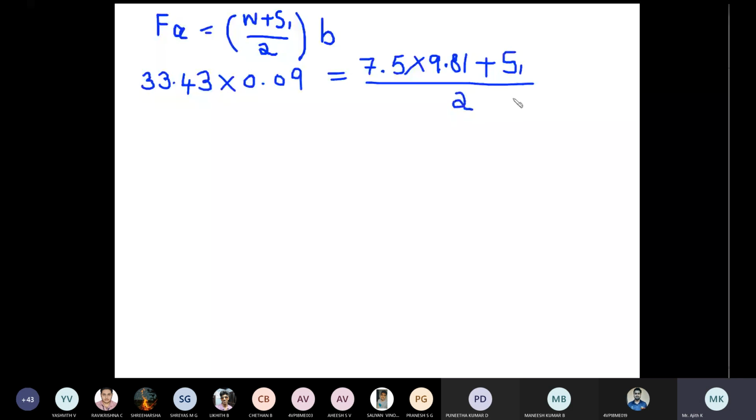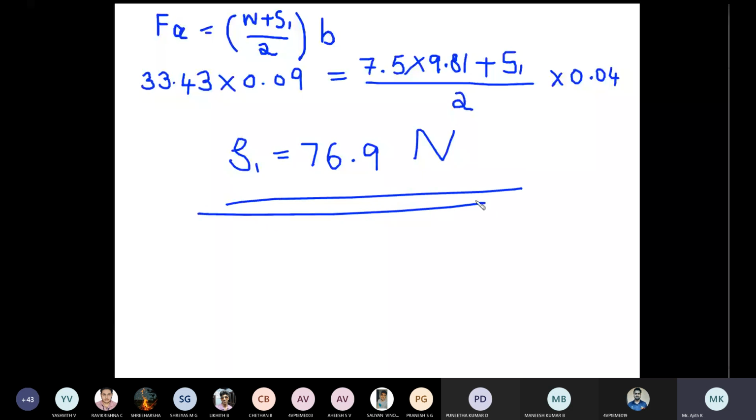2 into B, whose value is 0.04. Simplify this, and you will get the value of S1 as 76.9 Newton. This is the final answer. After this, we'll solve one more similar problem. Then we'll wind up.